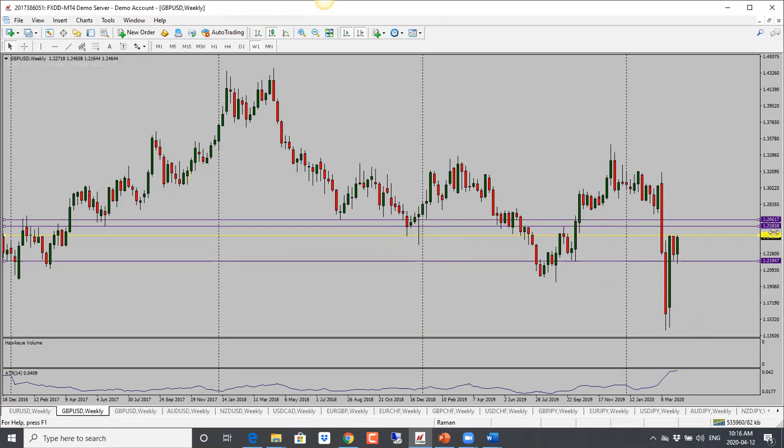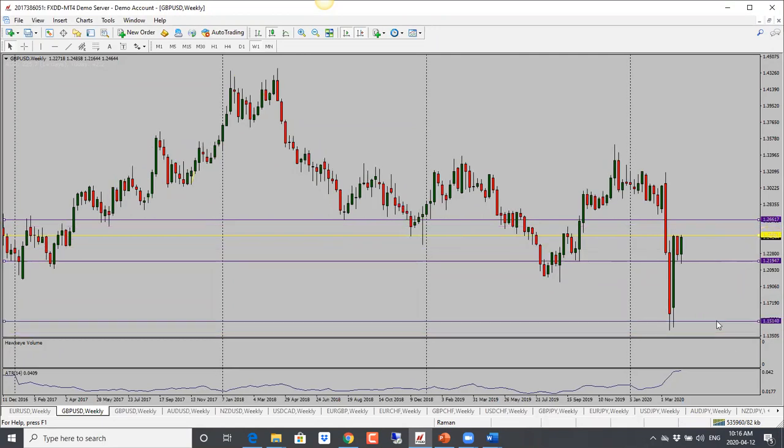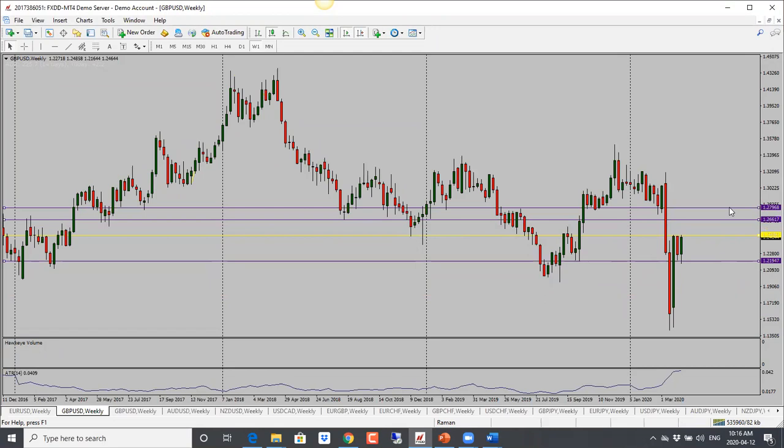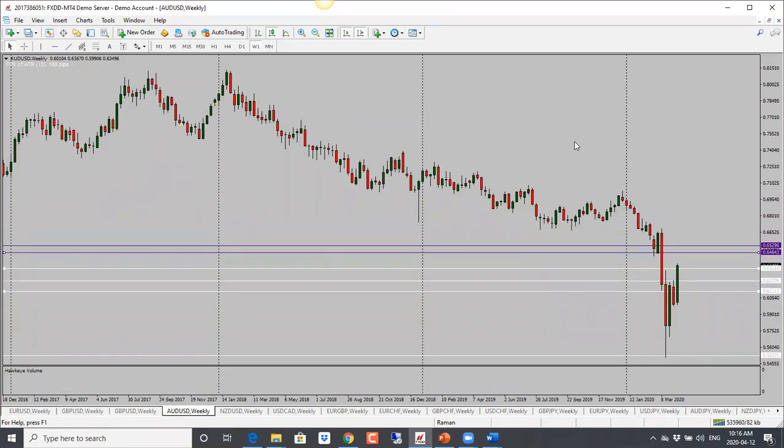Next target here is 1.2580. And then above that, we're looking at 1.2660. So bullish bias here for pound dollar. Just be cautious of this resistance that we are in right now.